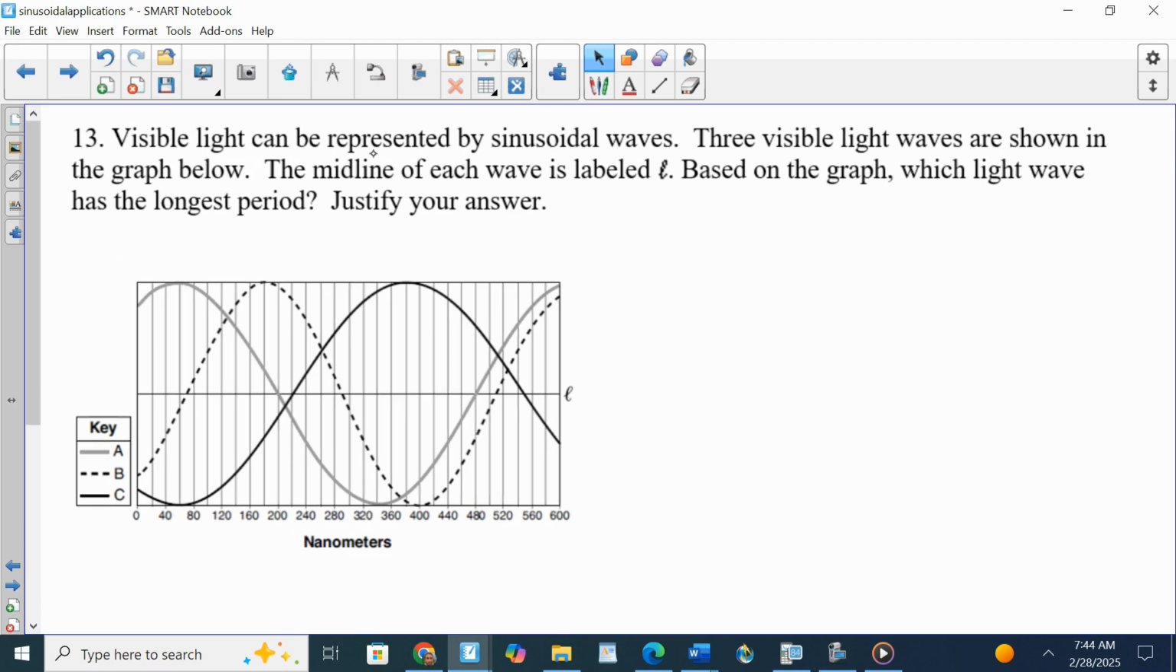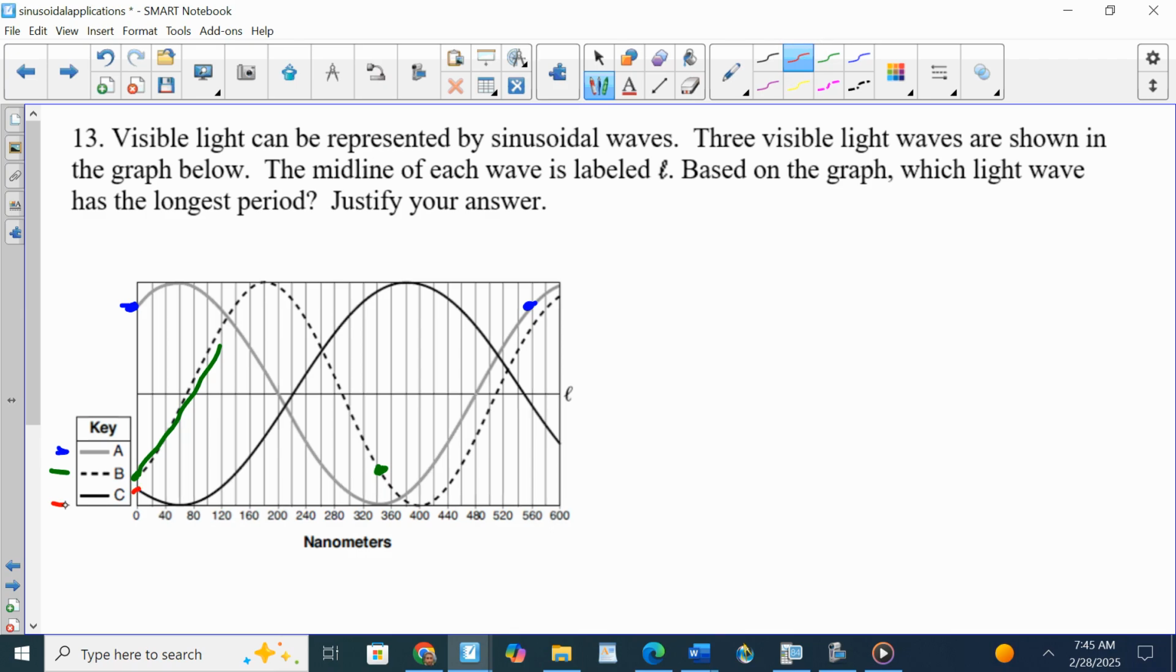Which light wave has the longest period? Well, let's see. This one right here. It starts at this value. It gets back there. Back there. So that blue one, that's A. Let's go this one right here. It goes up. It comes back right around here. So that's B. And then C.